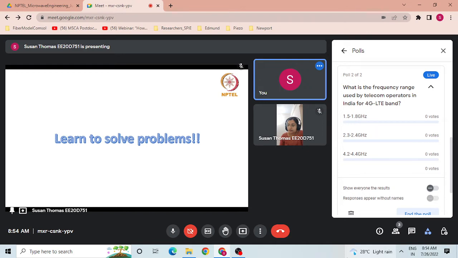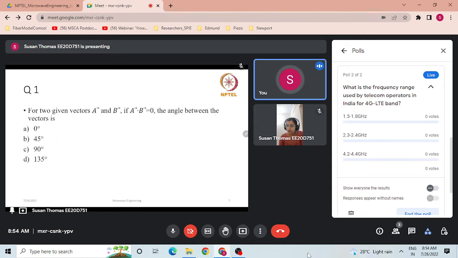For two given vectors A and B, if A dot B is equal to 0, the angle between the vectors is. This is a very simple question. You all have the background of vector algebra, so it is a very basic question. The answer options are 0 degree, 45 degree, 90 degree and 135 degree. Let's see how we can solve this.